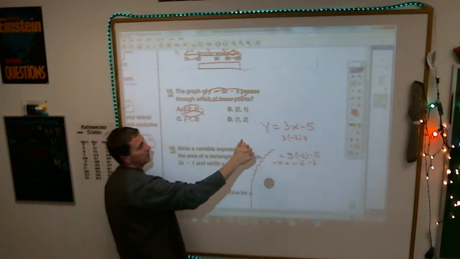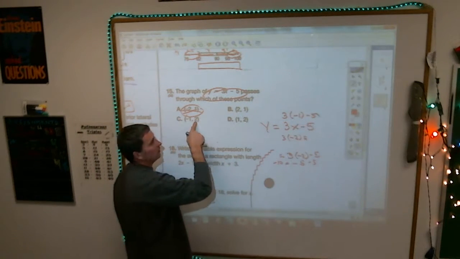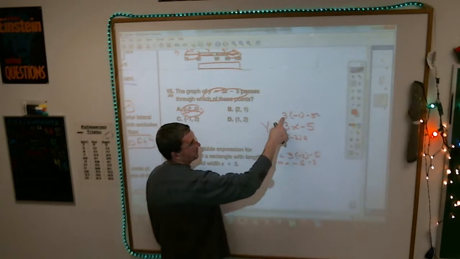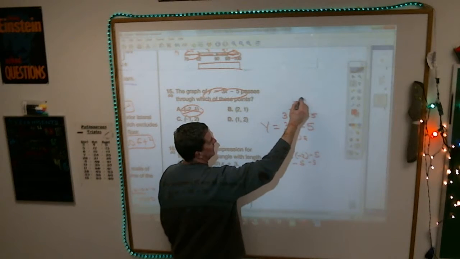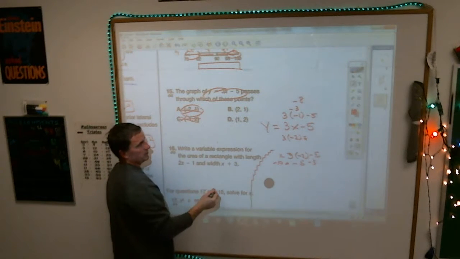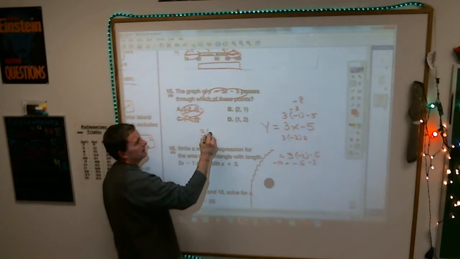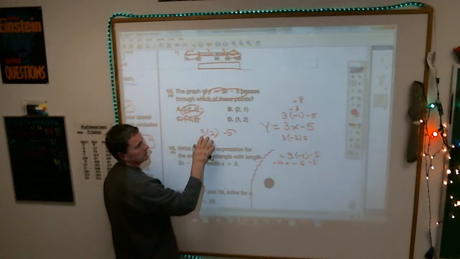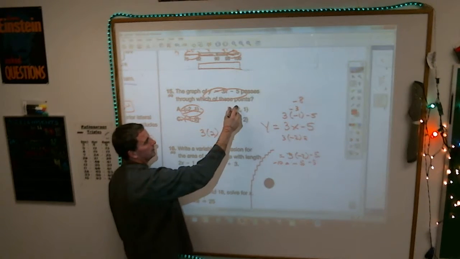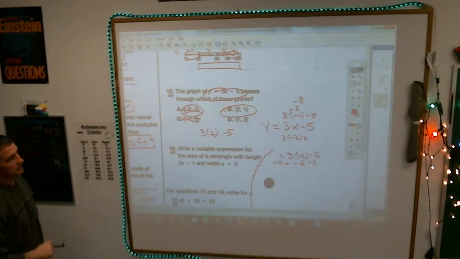If I put a negative 1 in for x, 3 times negative 1 minus 5, am I going to get a 2? Well, 3 times negative 1 is negative 3. Negative 5 and negative 3 is negative 8. This one does not work. If I put a 2 in for x, am I going to get a 1? 3 times 2 minus 5. 3 times 2 is 6, minus 5 is 1. I hope this is the answer.